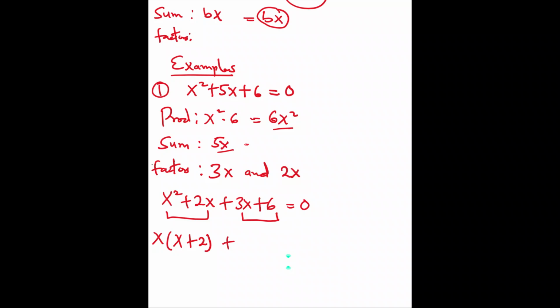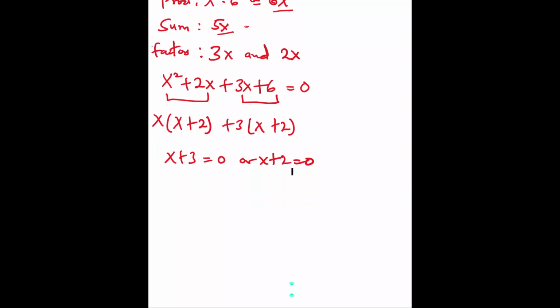And then the common term between 3x and 6 is 3, so plus 3. 3x divided by 3 is x, and 6 divided by 3 is 2, right? So we have x plus 3 equals 0, or x plus 2 equals 0. Therefore we say x equals minus 3 or minus 2. So that's it for that one.